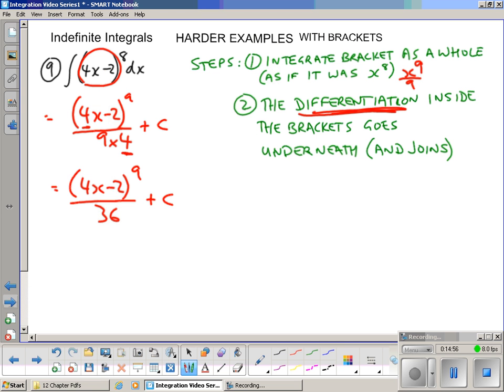So thanks for listening, and that's a whole bunch of indefinite integrals. When we don't know what x values to plug in or anything, we're just integrating and finding an integrated expression. And don't forget your plus c every time. Thanks very much.